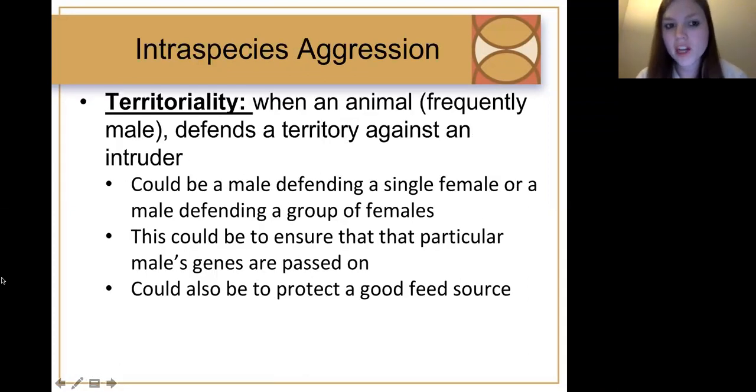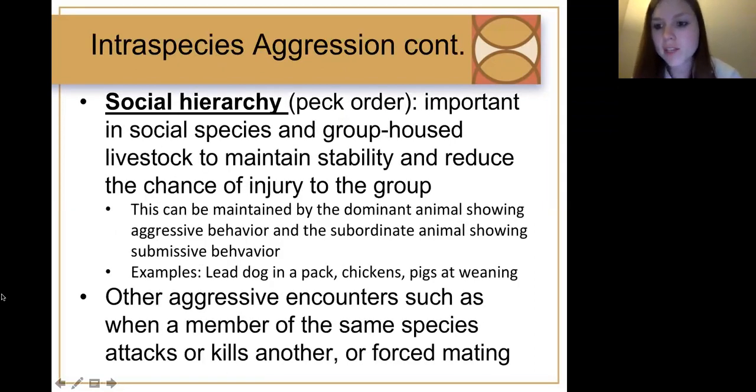So we've talked about the types of intraspecies, so same species aggression. So territoriality is when an animal is defending their territory against an intruder, and then a couple examples there. So I want you to be familiar with the specific types of intraspecies aggression that we talked about. So territoriality and then social hierarchy. We spent a good amount talking about social hierarchy. So that's the peck order. And so that's really important, especially in social species and group-housed livestock. And that's important in order to maintain stability and reduce the chance that there's going to be an injury to the group. So make sure that you understand why that's important and what that is.